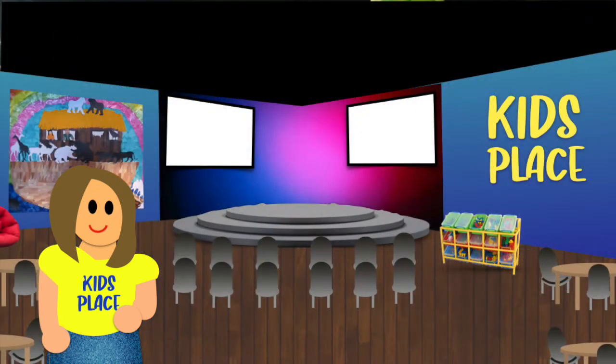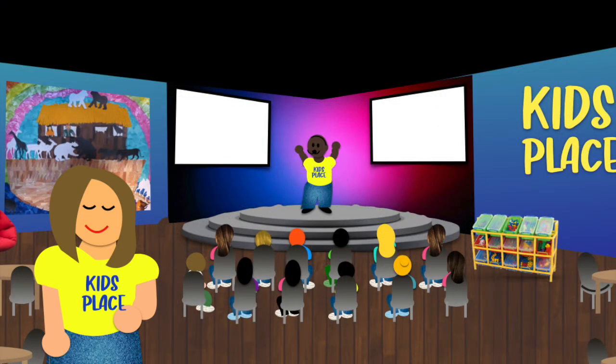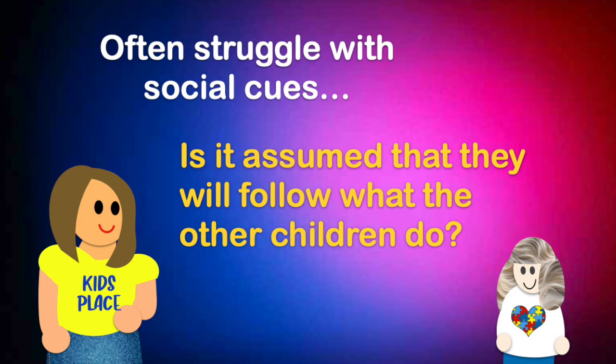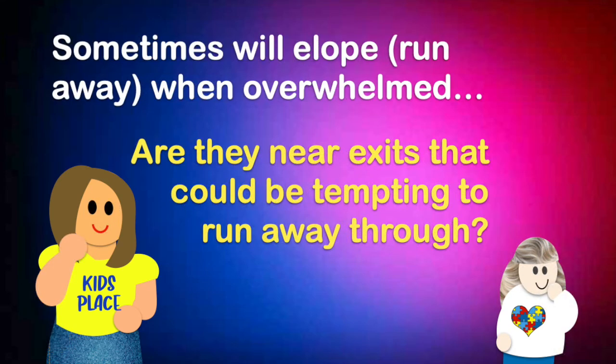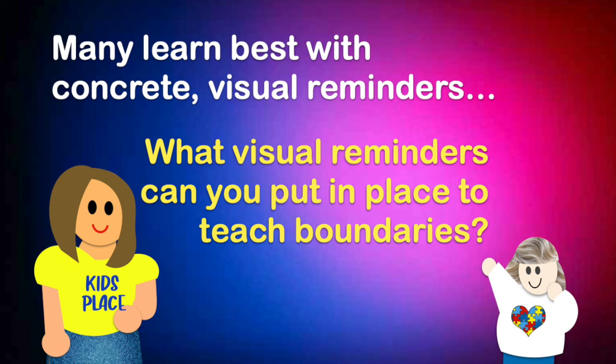Now, take a look around your room and imagine it filled with children on a typical Sunday morning. Are any children who have special needs expected to stay in a part of the room that is louder or brighter than other parts? Does the area where you wish them to stay have a visual boundary that shows them where they should go and where they should not go? Or is it assumed that they'll know what to do by following the other children? Are they asked to stay near any exits that could be tempting to run away through? And what visual reminders can you put in place that will help teach boundaries and expectations?